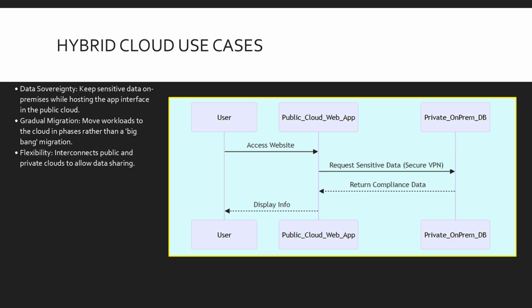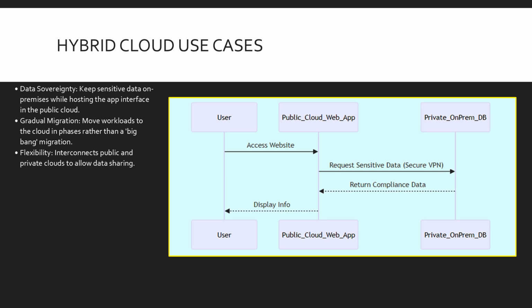The hybrid cloud enables you to combine the best of both worlds. A primary use case is data sovereignty. You might host a web application in the public cloud for global reach, but keep the sensitive customer database in your private data center to meet legal residency requirements. It is also the ideal model for gradual migration. Instead of moving everything at once, you can move front-end services to Azure while keeping legacy back-end systems on premises, connecting them via a secure tunnel. This flexibility allows you to optimize your infrastructure for both compliance and innovation.